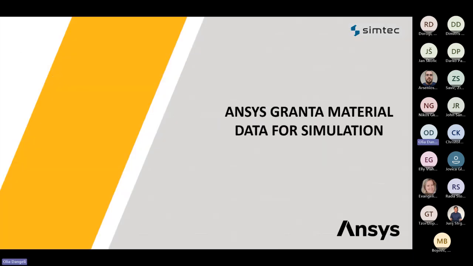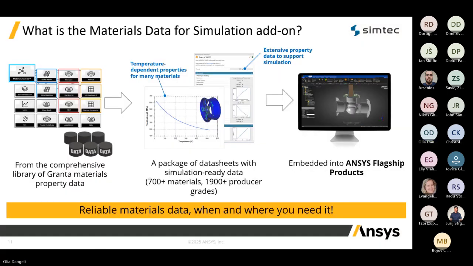Now let's dive into each of the three main products, starting with Granta MDS. So Granta MDS is actually an add-on that provides over 700 materials and more than 1,900 producer grades, including temperature-dependent properties that are essential for accurate simulation results.